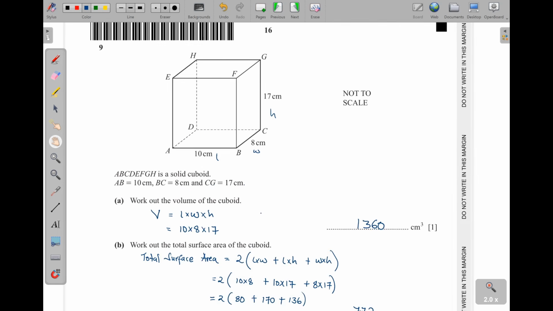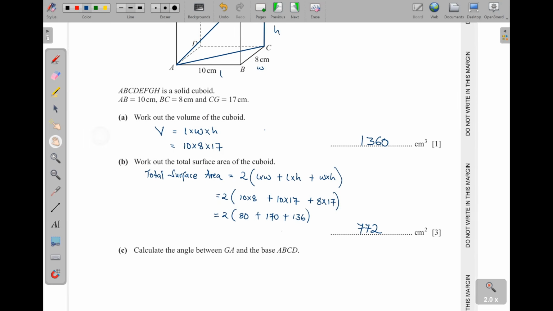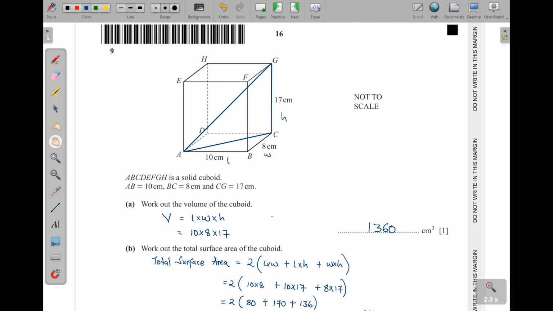Then next, calculate the angle between GA and the base ABCD. GA is what we call the diagonal of the cuboid. So I can connect this one here. Let me use a ruler, connect this one to that, then I will pass through this one down here, then go through this diagonal here. So they want us to find the angle between, so it has to be this one here. We need to find AC here, and this one is the base.